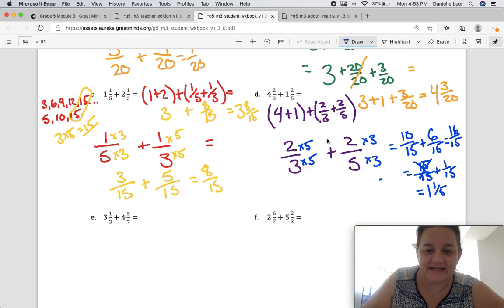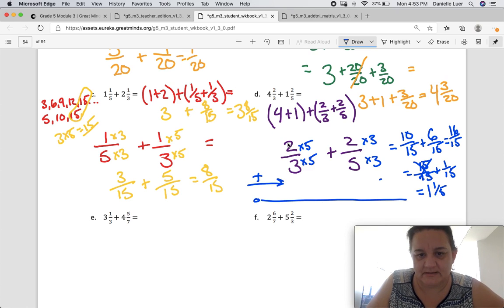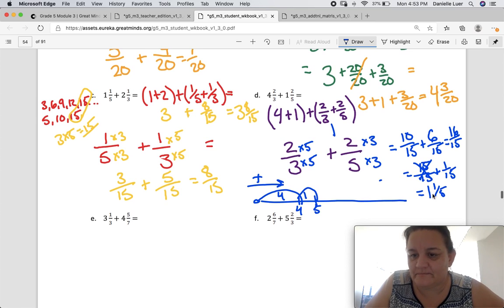I'm going to make a number line, and this is addition, so remember the number line goes this direction. And I'm going to skip. So 4 plus 1, so there's 4 and 1, so that's 5. Then I know that this altogether makes 1 and 1/15. So I'm going to jump another 1. That's going to get me to 6.